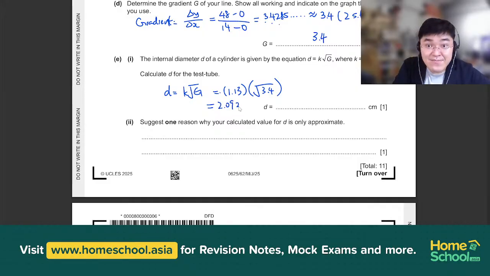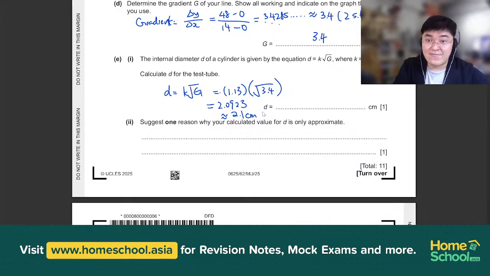That's a very, very long number. Now after this, as per usual, let's convert this into two significant figures. 9 is greater than 5, so we round this upwards this time round. So you get 2.1 cm.